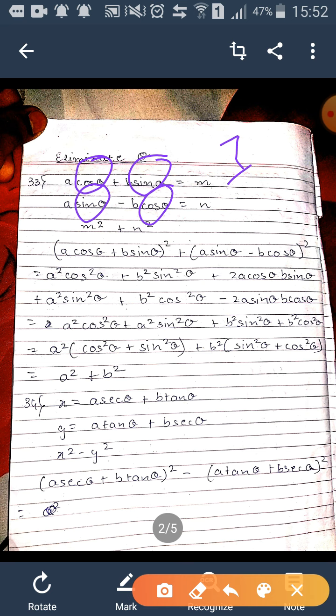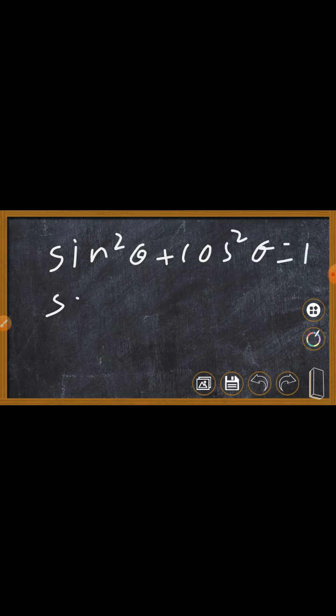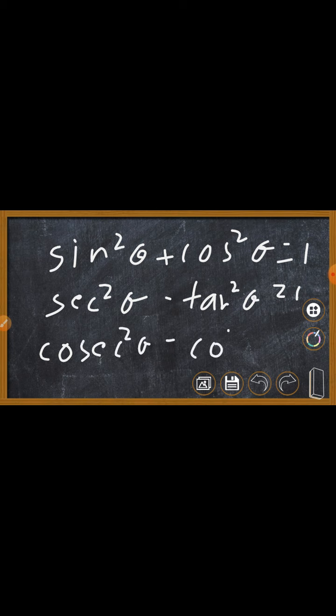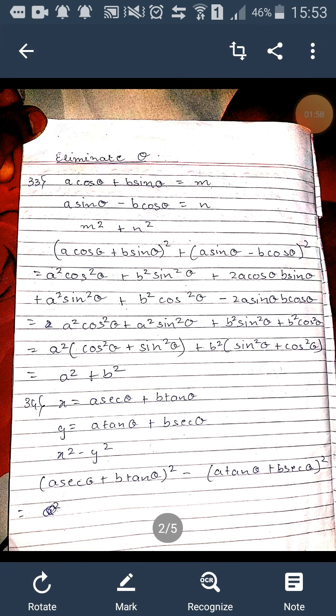So you need help of the three expressions which I taught you. The three expressions of sin square theta plus cos square theta is equal to 1. Sec square theta minus tan square theta is equal to 1. Yes, and cosec square theta minus cot square theta is equal to 1. You need help of these three standard equations.